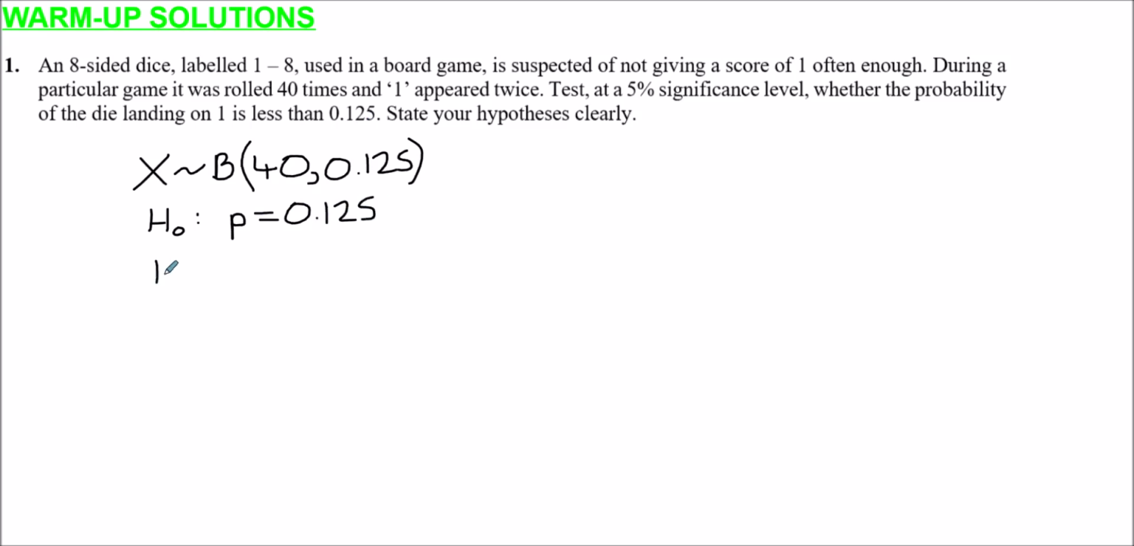The alternate hypothesis, the suspicion here is that it doesn't land on a 1 often enough. So it might be that the proportion of the times it lands on a 1 is actually less than 0.125. And I'm just saying here that P is the probability of landing on a 1.